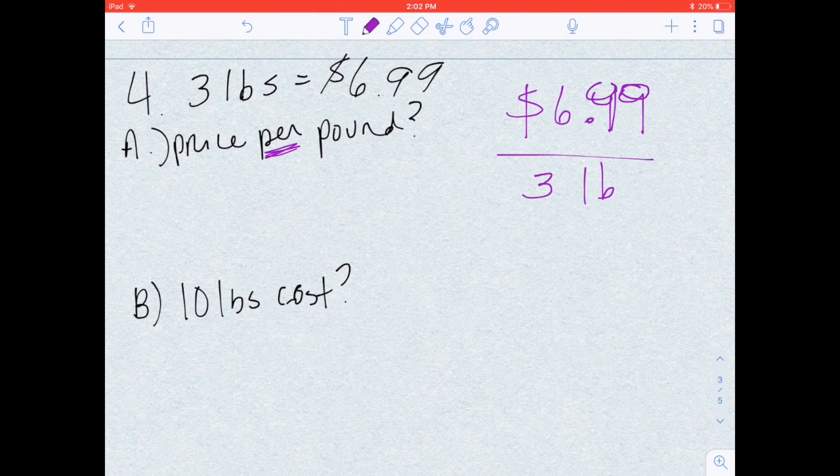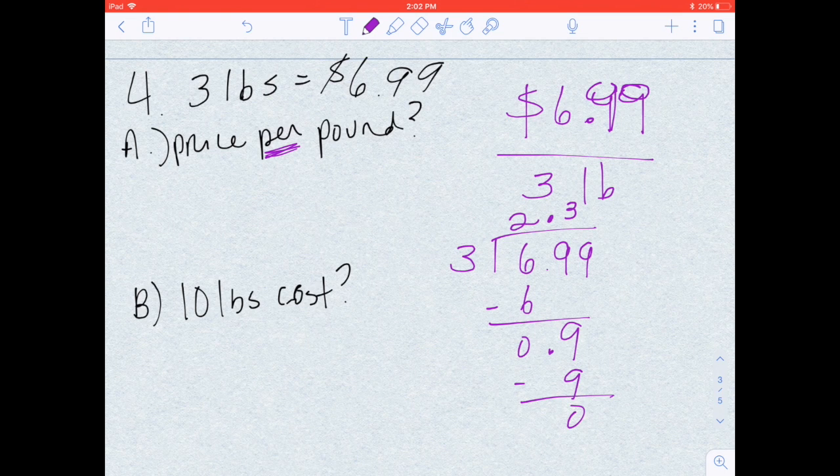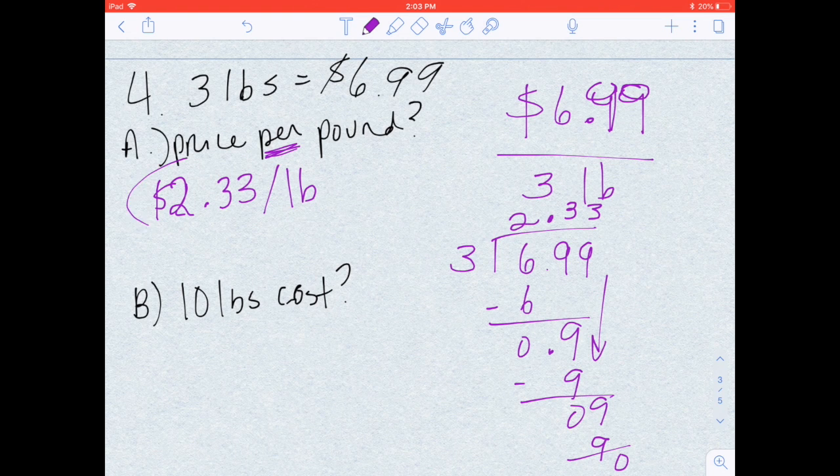So that gives me 2. That fits in. Put my decimal up here. 3 fits into 9 3 times. 3 fits into 9 3 times. And I'm done. So the price per pound is $2. Ooh, it's not working today. And 33 cents per pound.